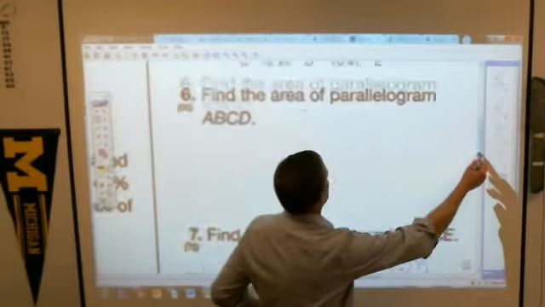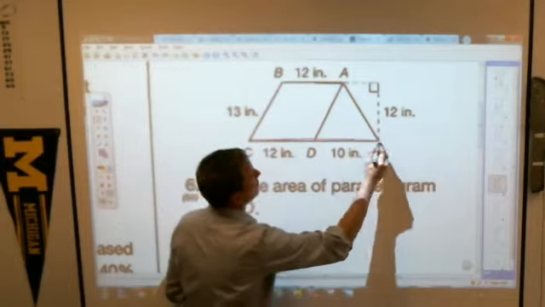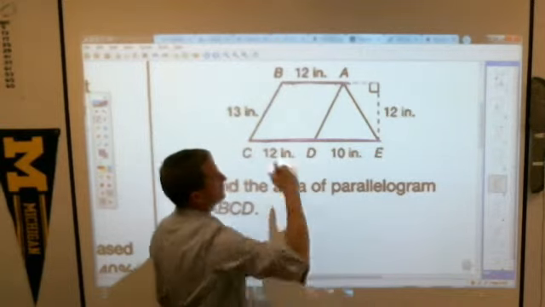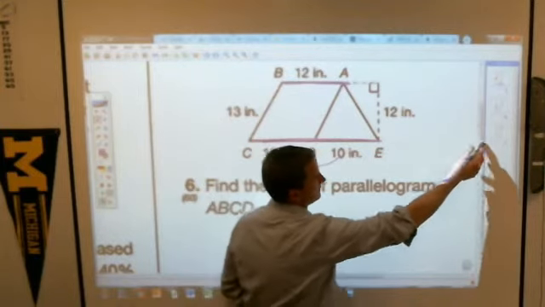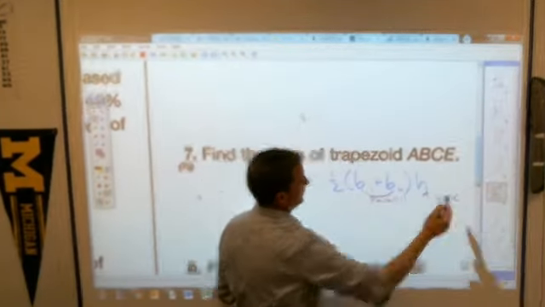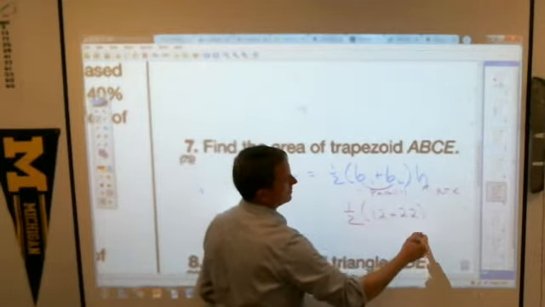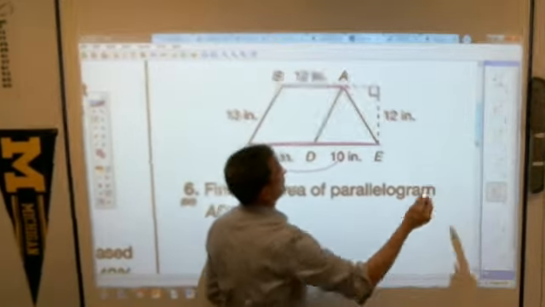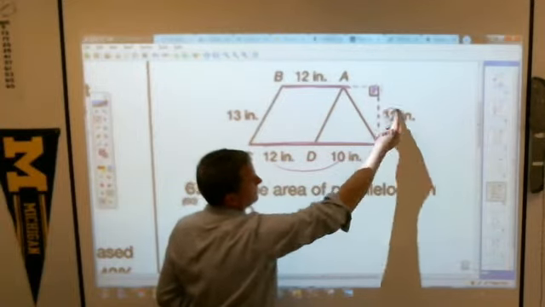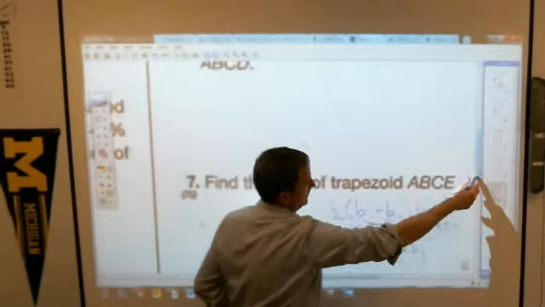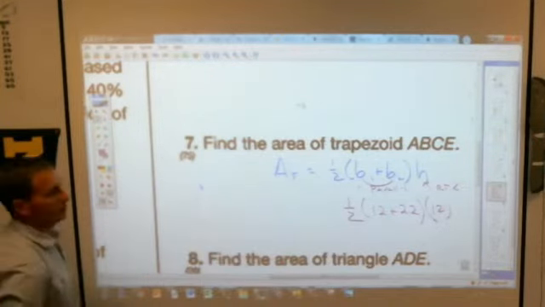So if I go up here and look at my trapezoid, the two parallel lines are here and here. That's what you said, right? 12 and 22, because you have to put those together. Yep. Half of 12 plus 22. And then the height is whatever forms the right angle. Oh, there it is. What line forms the right angle? 12. You get that right. Now it's all over but the math.